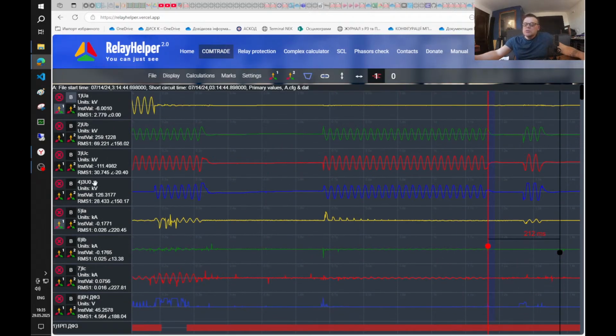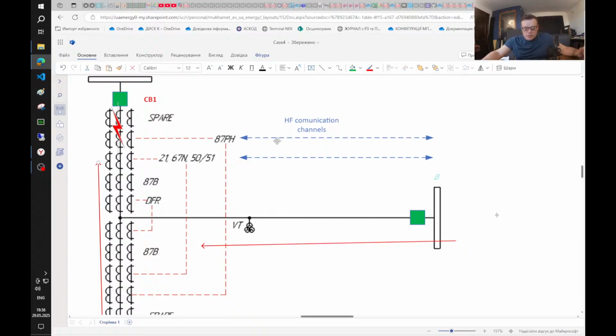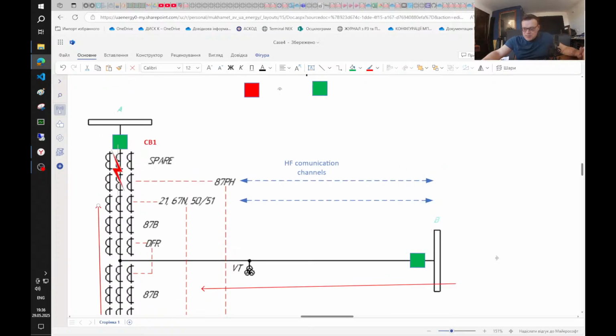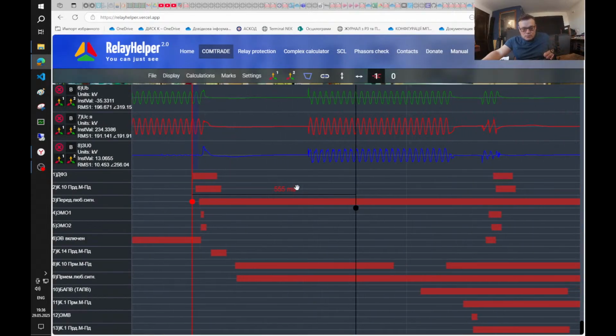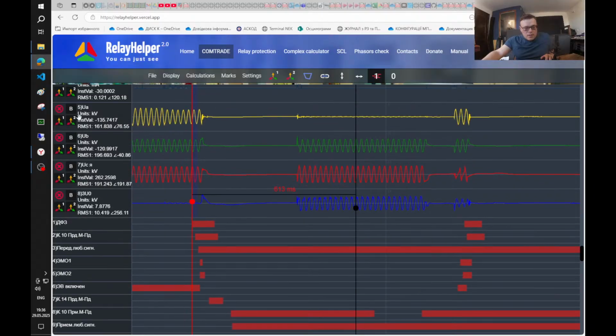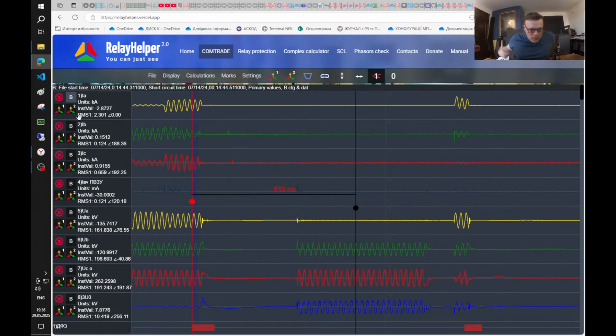I can only say that maybe it was because this high frequency communication channel also uses phase A to communicate between substation A and substation B. But let's see the records from the substation B side.